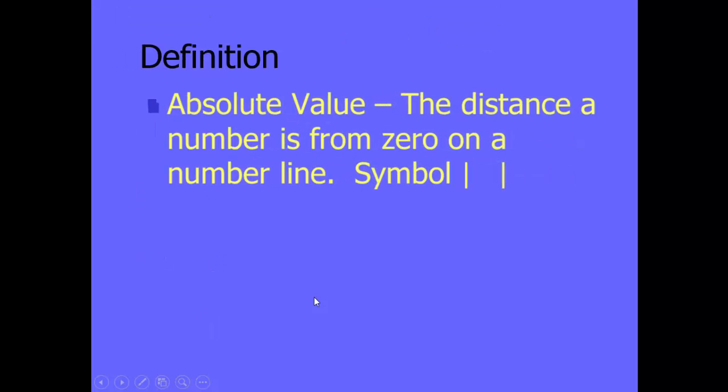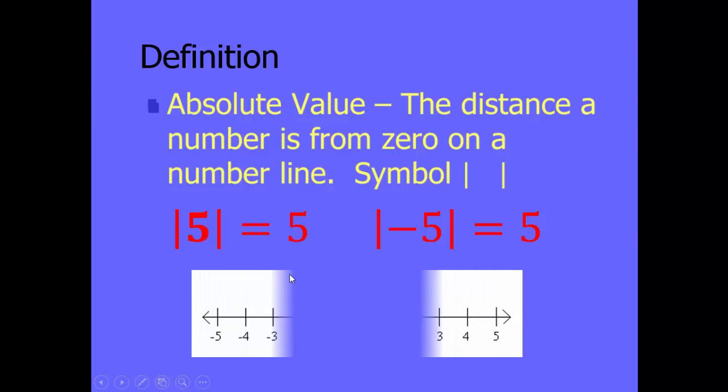Let's talk about absolute value. Again, these are concepts you've learned in the past. I just want to remind you of them. Absolute value is just the distance a number is from 0 on a number line. The symbol is 2 straight bars with the number in between. For example, the absolute value of 5 is 5, and the absolute value of -5 is also 5.